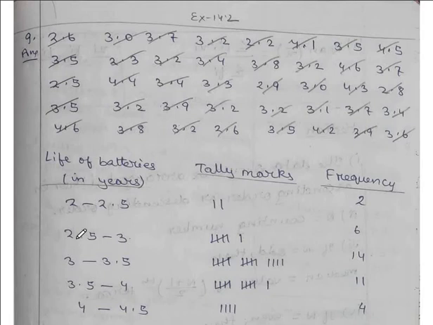2.6 belongs to the second group, you can put one tally. Next number is 3, cross out, belongs to the third group, put one tally. 3.7 belongs to this group, put one tally. 3.2 belongs to this group, another tally. 2.2 belongs to the first group, one tally. Like that, one number you will cross and one tally you will put.